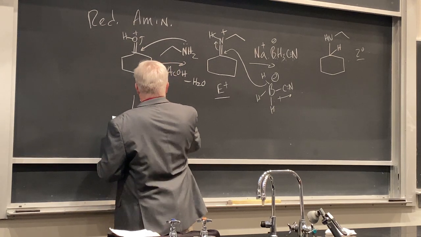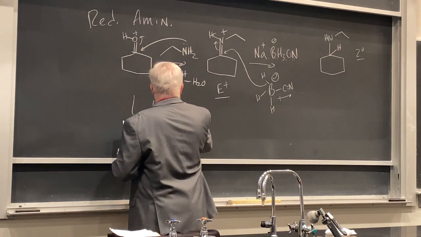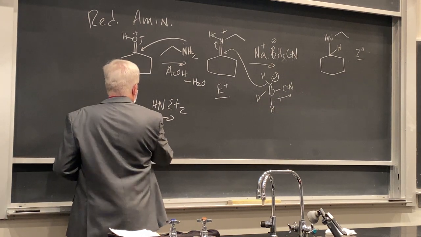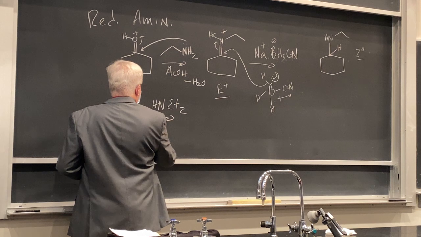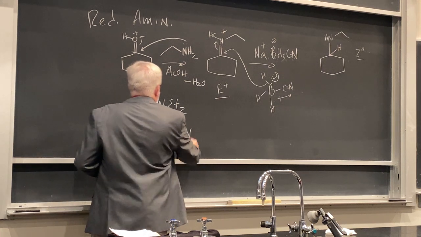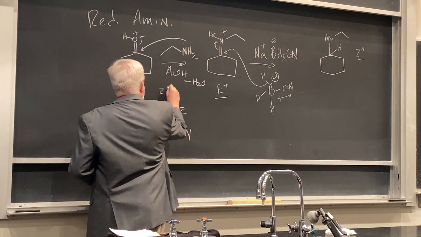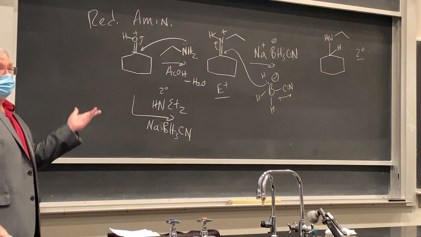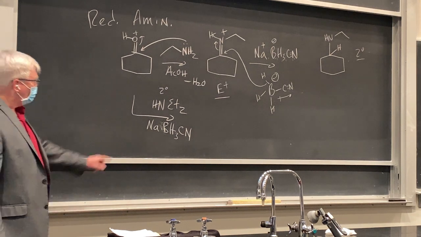Let's show another example where we do it with a secondary amine. So how about this one? Same thing here. In fact, we'll just put them all together: sodium cyanoborohydride and the secondary amine now. We can have a little bit of acetic acid in there. It doesn't matter, it'll go with the neutral stuff also.